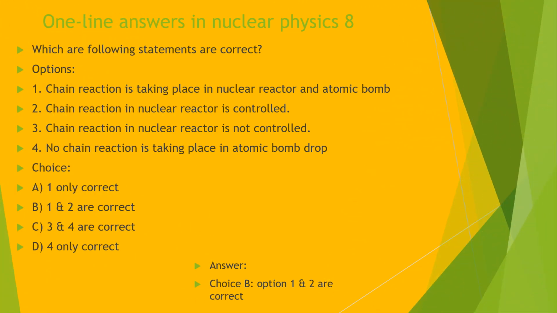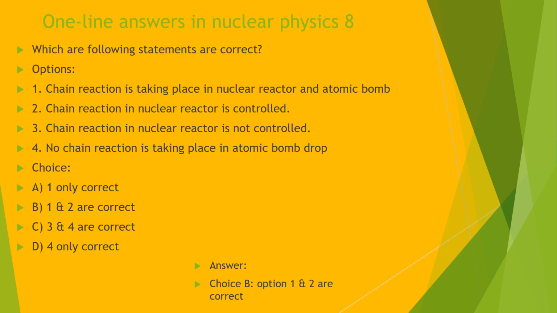Which of the following statements are correct? Option 1, chain reaction takes place in a nuclear reactor and an atomic bomb. Number 2, chain reaction in a nuclear reactor is controlled. Number 3, chain reaction in a nuclear reactor is not controlled. Number 4, no chain reaction takes place in an atomic bomb. Choices: A, 1 only is correct. B, 1 and 2 are correct. C, 3 and 4 are correct. D, 4 only is correct. The answer is choice B.